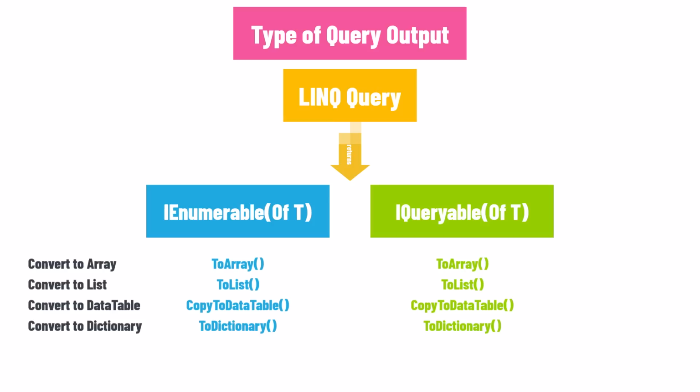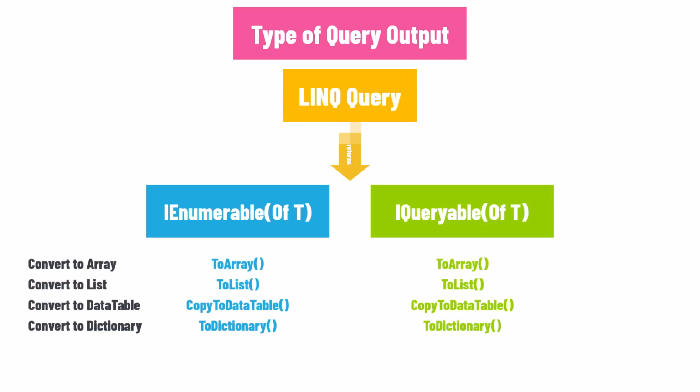So, for now you only have to learn two things. The first one is, that the output of a LINQ query is always of type IEnumerable of T, or of type T. T is only a placeholder for the type. This means, T could be integer, data row, data column, string, boolean, etc.